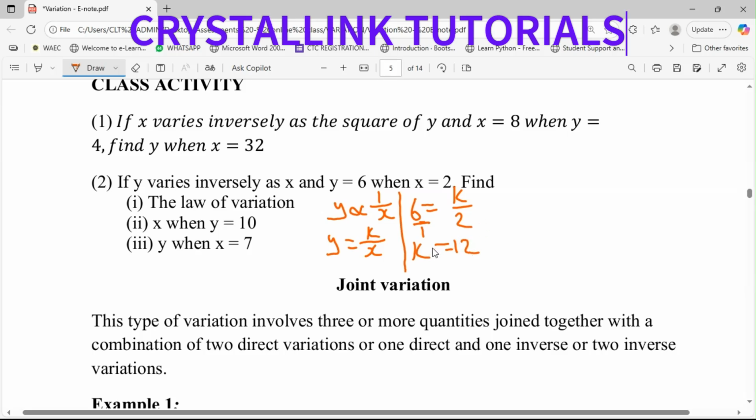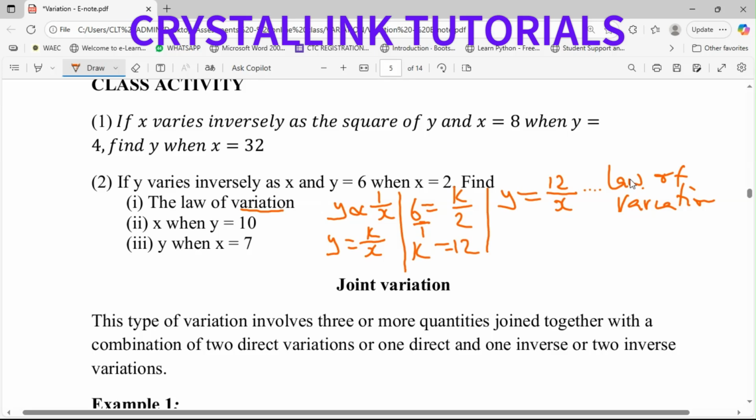So having gotten the value of k, what do I do next? I take this value of k and put it inside here to get what is called the law of variation. So the law of variation is this now. Y equals, in place of k, I'll put 12, right? 12 over x. So this is the law of variation.